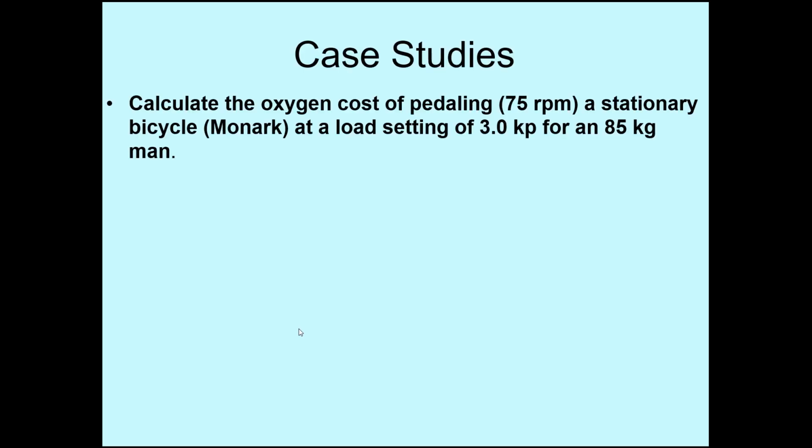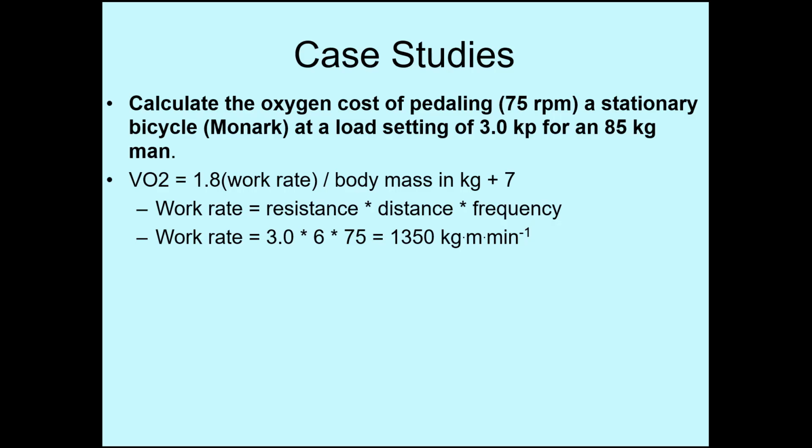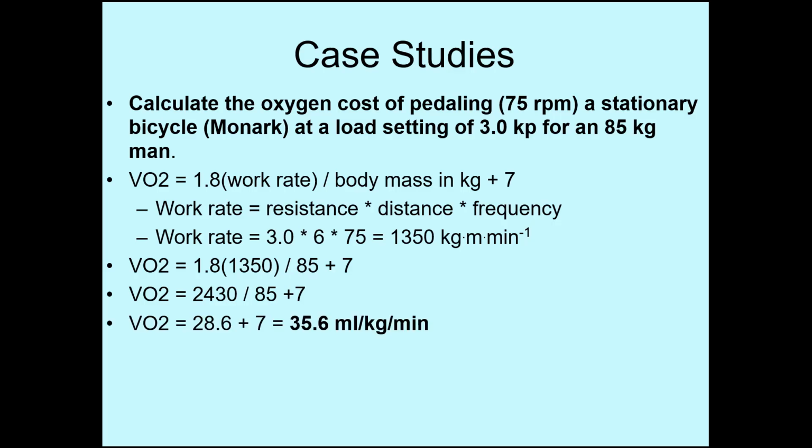All right, another case study, this one to do with cycling. Calculate the oxygen cost of pedaling 75 RPMs on a Monarch load setting of 3 kp for an 85 kilogram person. This one's going to be relatively straightforward. The first thing we need to do is calculate that work rate. 3 times 6 times 75, 1350 kilogram meters per minute. This is our work rate or power. And we just plug that into the cycling equation, and we get a VO2 of 35.6 milliliters per kilogram per minute.